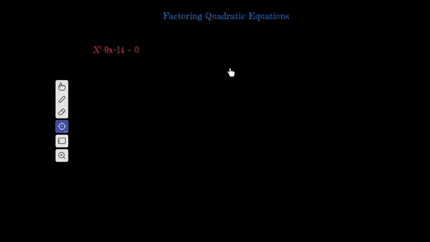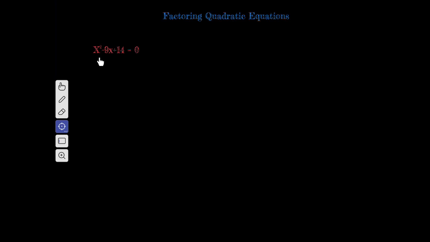In this video, we are going to factor quadratic equations. So let's just jump into it without further ado. The first problem we have right now is x squared minus 9x plus 14 equals 0. What we want to do is factor this equation and get the answer by solving for x. So let's do it.